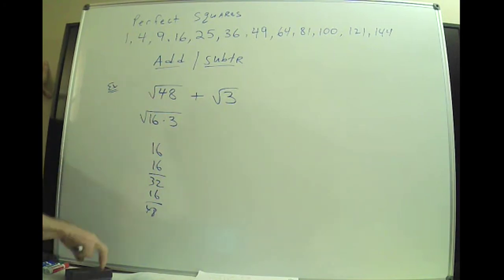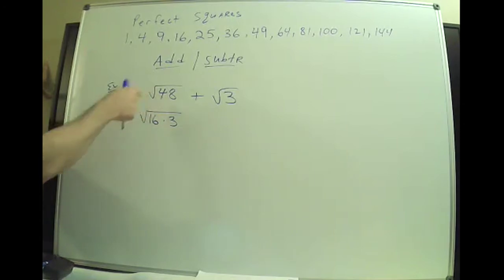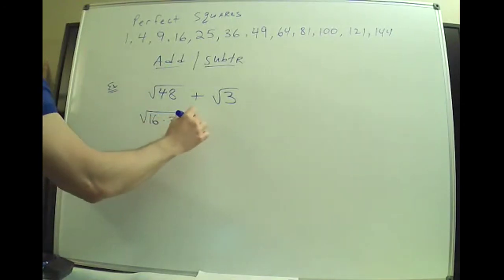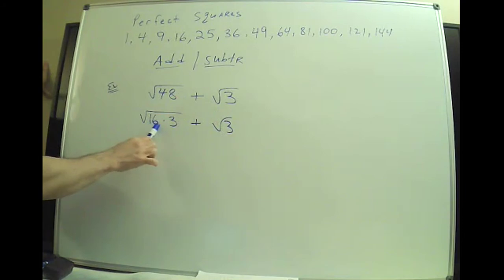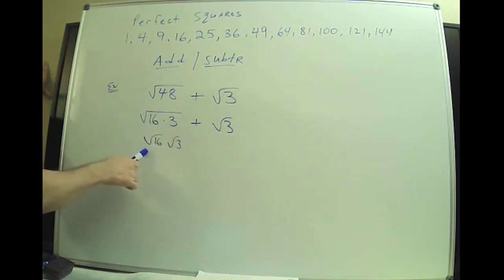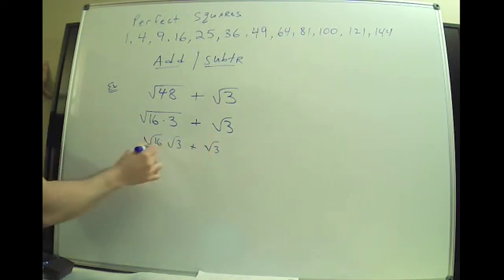Write it out if you need to. You'll have a calculator on your final, so you'll be able to do 16 times 3 and figure it out. Now, you have a radical 3 waiting there. I'm going to use the property and split it up. Radical 16 times radical 3 plus radical 3.